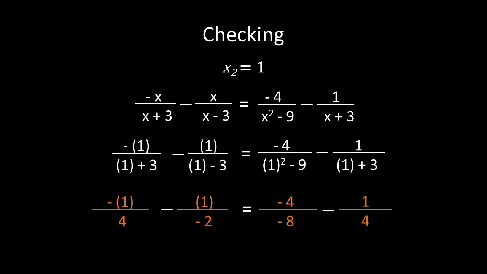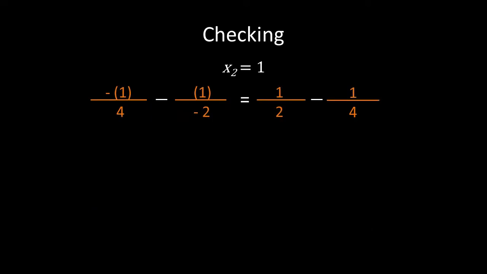Then, negative 1 over 1 plus 3 will become negative 1/4 because we add 1 and 3. Then, negative 1 over 1 minus 3 will become negative 1 over negative 2 because we subtract 3 from 1. Then, negative 4 over 1 minus 9 will become negative 4 over negative 8 because we subtract 9 from 1. Then, negative 1 over 1 plus 3 will become negative 1/4 because we add 1 and 3. The equation will become negative 1/4 plus 1/2 is equal to 1/2 minus 1/4.